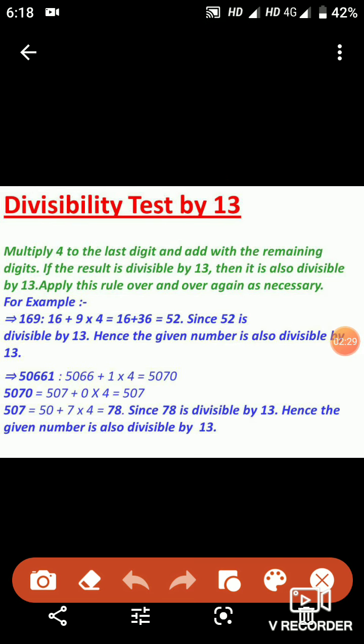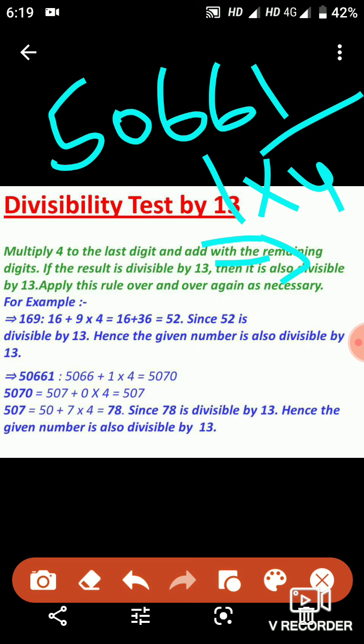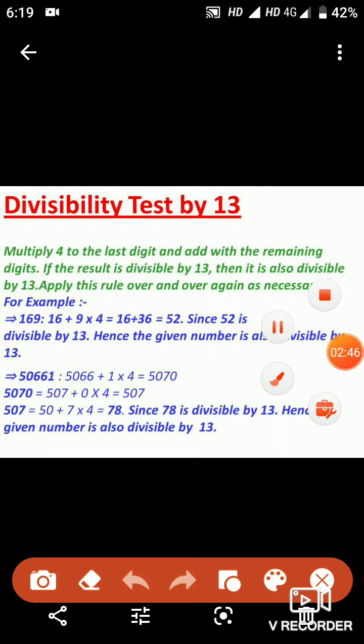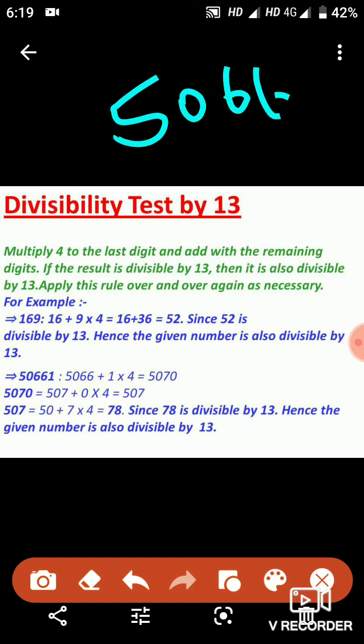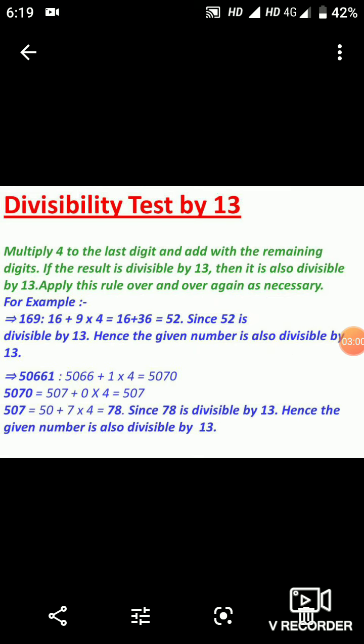Let's understand this topic better with our next example. 50,661 is a number. The last digit is to be multiplied by 4, and I am getting 4 again. Now, what am I going to do? I am going to add 4 to the remaining digits 5066. When I add it, I get 5070. This process is to be applied again and again because it is required over here.